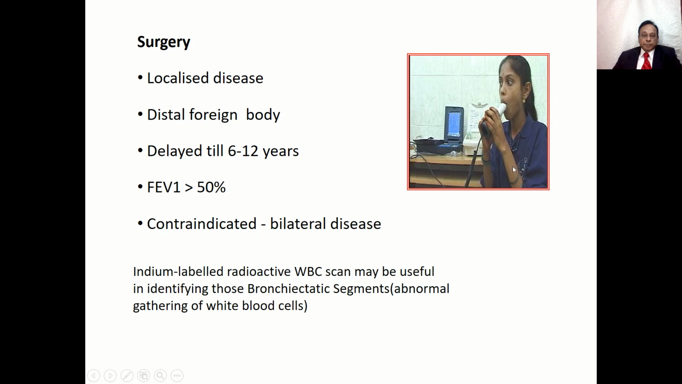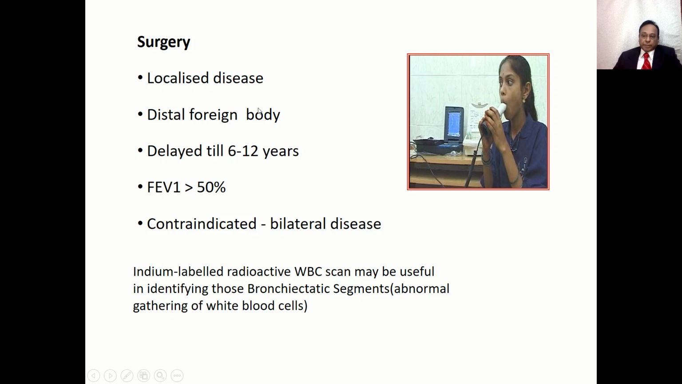Coming to the surgery, I think surgery is very hardly required. Because I work in a public sector government hospital, I have subjected a few children to surgery, particularly in localized bronchiectasis, or if the bronchiectasis is due to a distal foreign body that cannot be removed by a rigid bronchoscope. Sometimes localized disease with recurrent hemoptysis is also possible. These are the conditions in which we have to go for surgery.